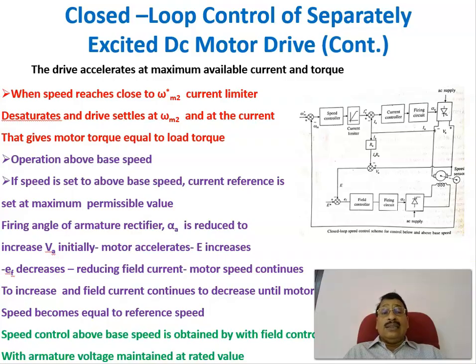In order to run the motor above the base speed, we control the field flux, and during that period we apply the rated voltage to the armature. And in order to control the motor below the base speed, we apply the rated current through the field and control the voltage across the armature. Therefore, this is armature voltage control, and this is field flux control.